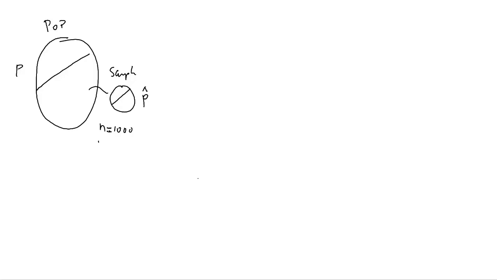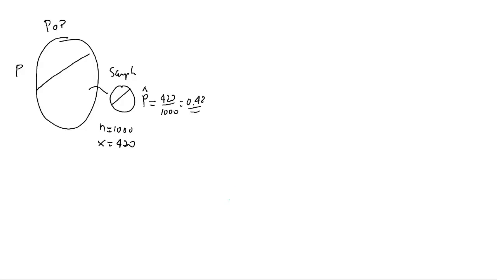And from all of this, suppose that 420 agree with the government. My sample proportion that agree with the government will be approximately 42%. The sample proportion will be 420 out of 1,000, which is 0.42. That is my sample proportion.